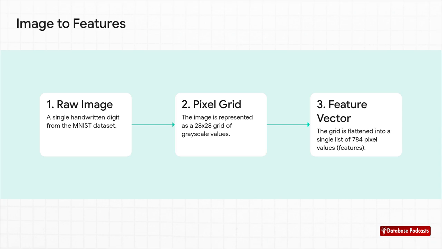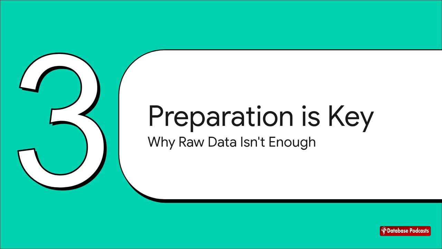In this case, 28 by 28. Each pixel has a number for its brightness. Now here's the magic trick. We unroll that grid into one single long list of numbers. So for our little image, we suddenly have 784 features. Every single pixel value becomes its own feature. Wild, isn't it?